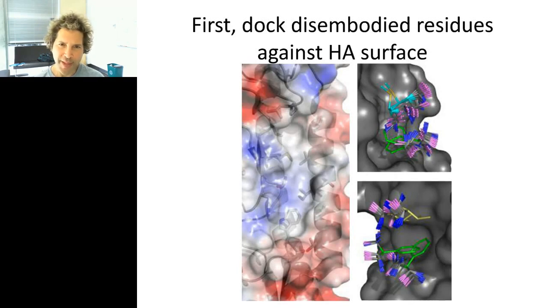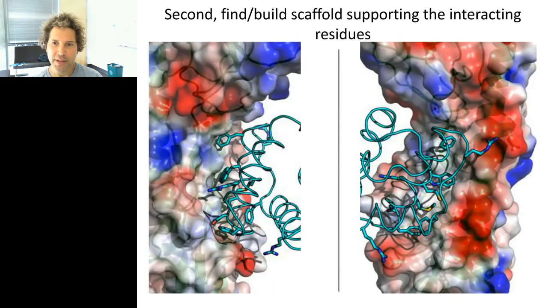A blow-up of that site is shown in the left panel of this slide. You can see this gray cleft. And so we use the approach that I described, where we dock disembodied amino acids into this cleft. That's shown on the right, different types of amino acids. The pink and purple things are where the protein backbone that this disembodied amino acid would have to be in order for the side chain to get into that cleft. So the next step is, as I said, to find protein scaffolds which can hold these amino acids in place.